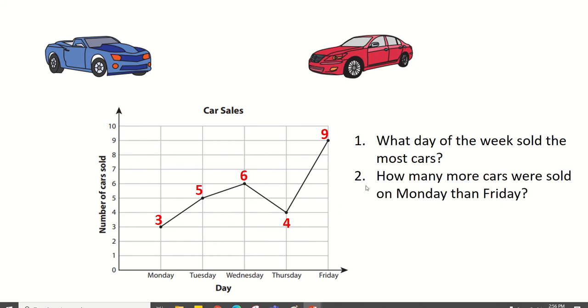How many more cars were sold on Friday than Monday? Well, if there were 3 cars sold on Monday and 9 cars sold on Friday, all I have to do is subtract these numbers. 9 minus 3 is going to be 6. So there were 6 more cars sold on Friday than on Monday.